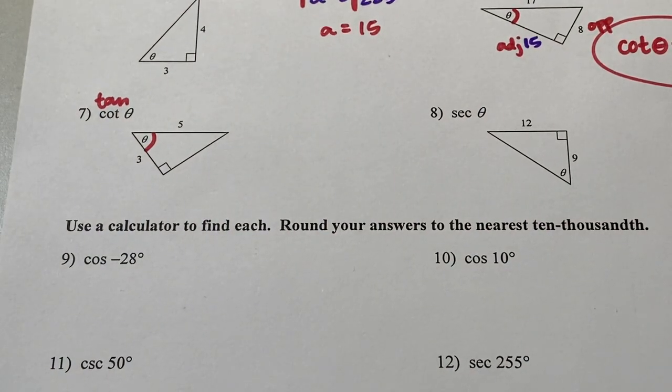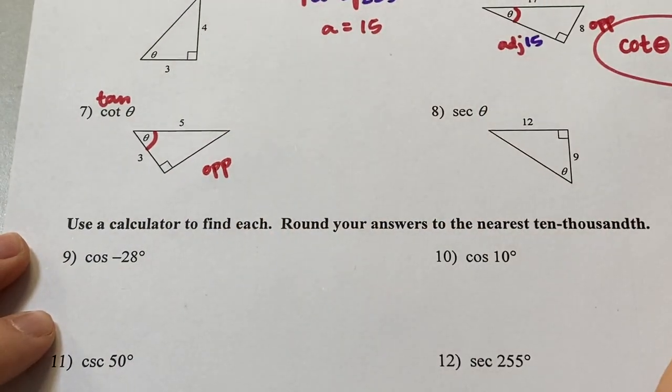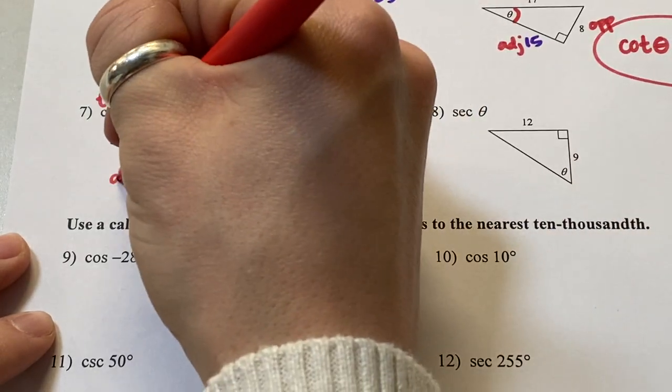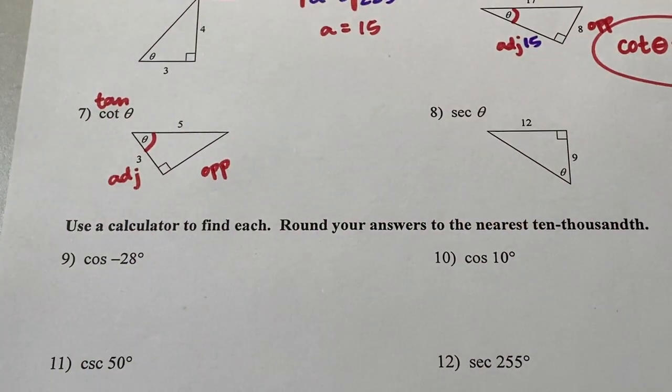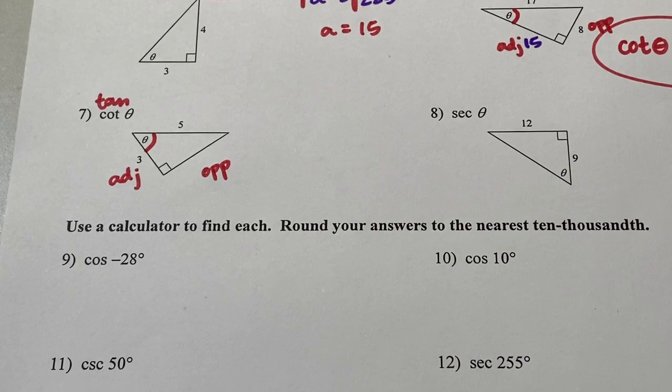To find tangent, I need the opposite side, which I don't have, and I need the adjacent side. Darn it. What are we going to have to do to find that missing side? What theorem? You got it.